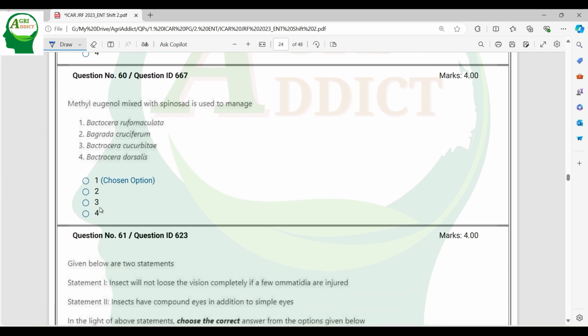Methyl eugenol mixed with spinosad is mainly used to manage. You know that methyl eugenol is very effective in controlling Bactrocera dorsalis, the oriental fruit fly. That is option 3. Sorry, option 4.